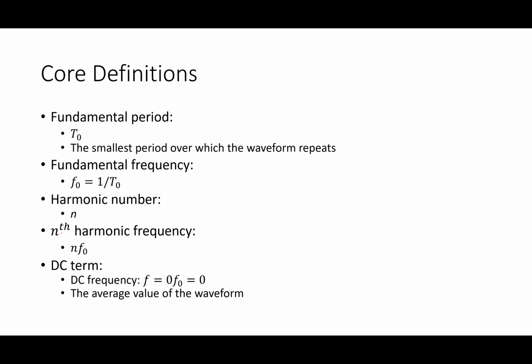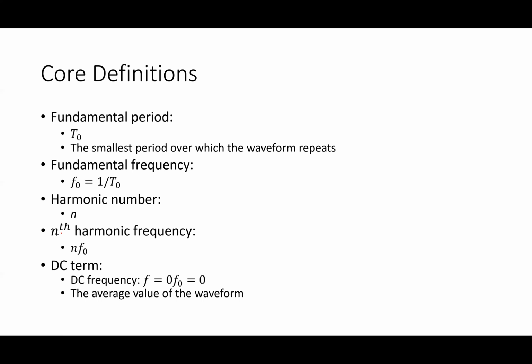The first thing is the fundamental period. I said it's the smallest period over which the waveform repeats. This is tricky, and this is important: the smallest period over which it repeats. Technically, if I looked at cosine of omega t, how many times does that repeat? Infinitely many. It repeats every period. So it's the smallest time period over which this waveform repeats. I call that my fundamental period.